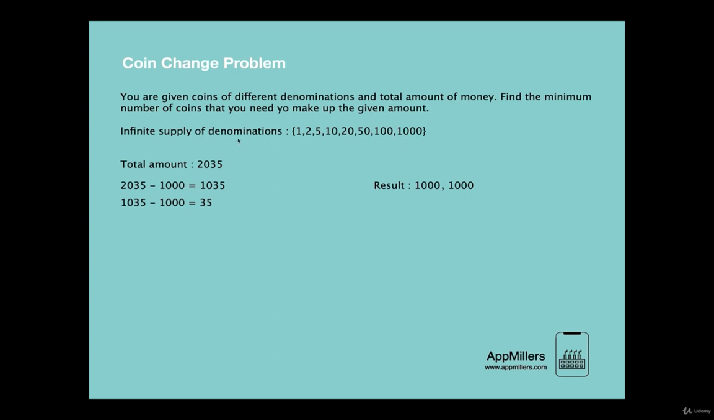Now we take the maximum number from this set, and we see that 1000 is greater than 35. Then we continue to the next maximum number, which is 100, and it's also greater than 35, and it continues all the way till 20. When we reach 20, 20 is less than 35, so this means that we can take 20 as our result. So we insert 20 into our result list, and we subtract 20 from the 35. Now the number is 15.